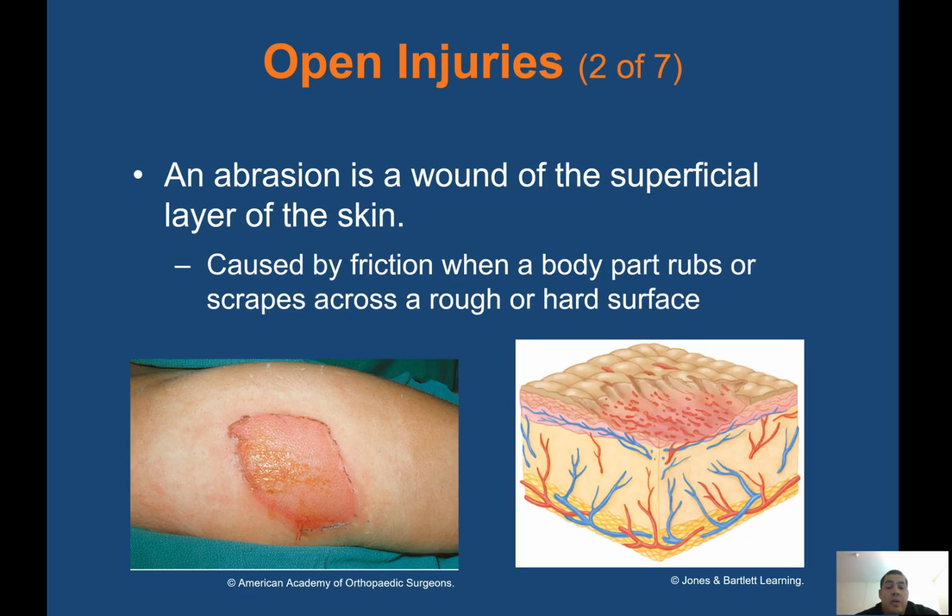So an abrasion is a wound of the superficial layer of the skin caused by friction when a body part rubs or scrapes across a rough or hard surface. So this is going to be an abrasion right here. Most likely you guys have been out on the grass and skinned your knee. It's where you're mostly going to get an abrasion. And then a picture.